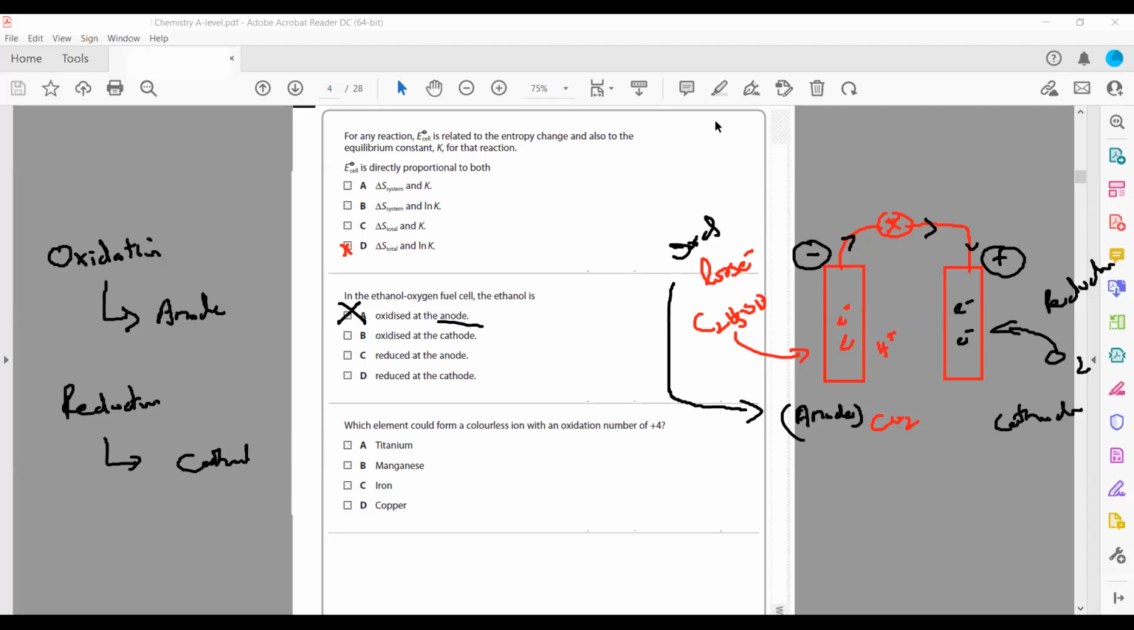Another question: which element could form a colorless ion with an oxidation number of +4? So how do we identify which can form a colorless ion with oxidation number +4? We have to check the periodic table, and we have to write the electronic configuration first for that element.